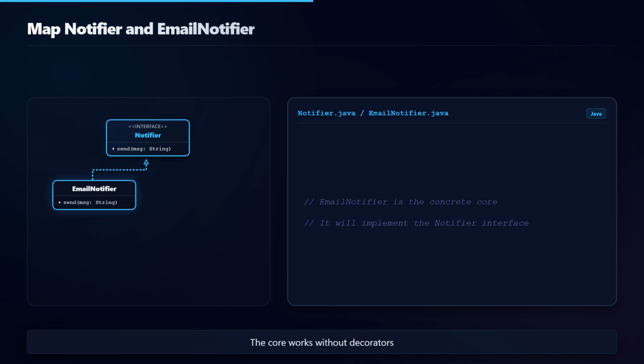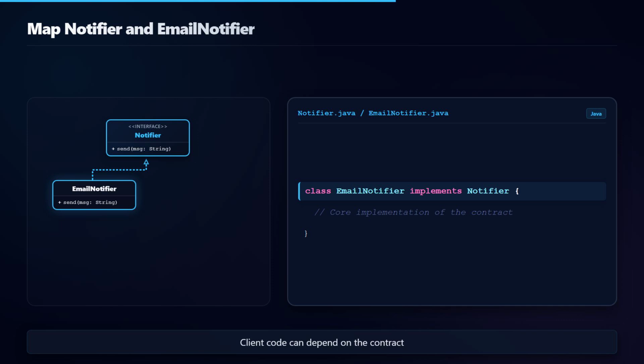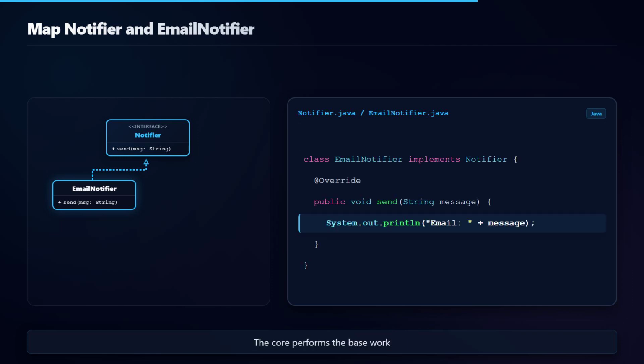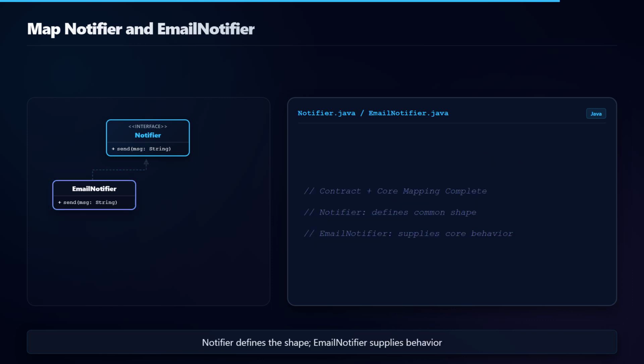Email notifier is the concrete core. It sends email even when no optional decorator is present. Because email notifier implements notifier, client code can depend on the contract instead of one concrete class. Its send method performs the basic email action. This behavior remains available after decorators are added. The first mapping is complete. Notifier defines the common shape, and email notifier supplies the core behavior.